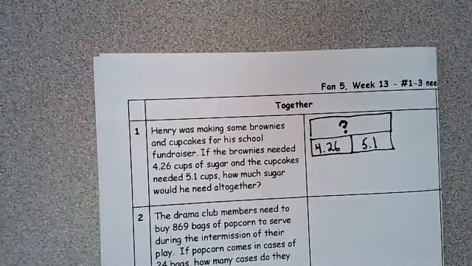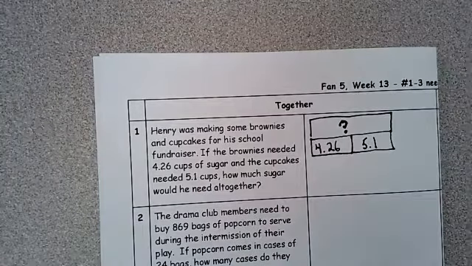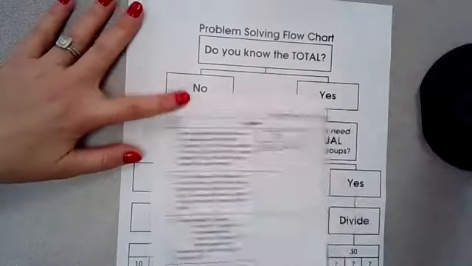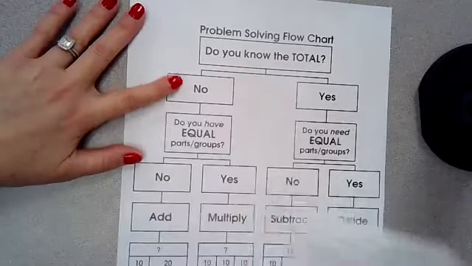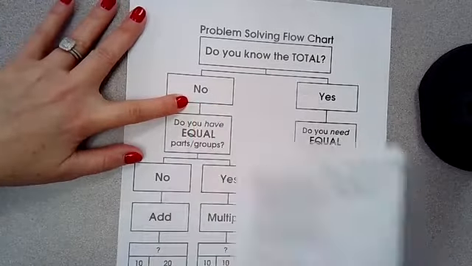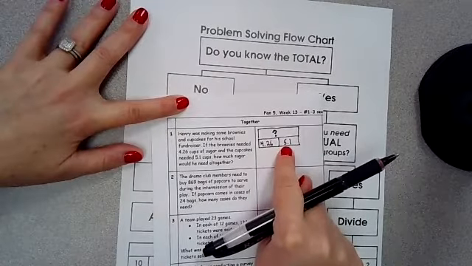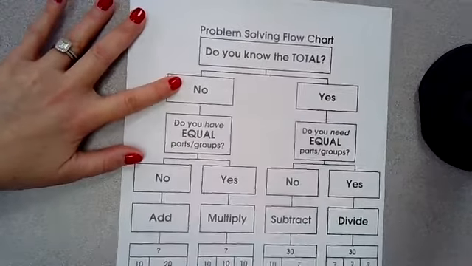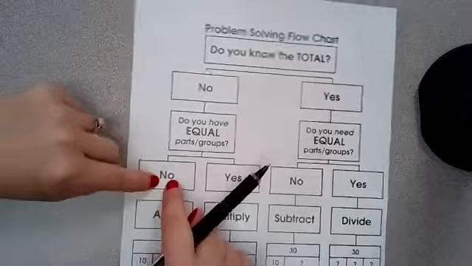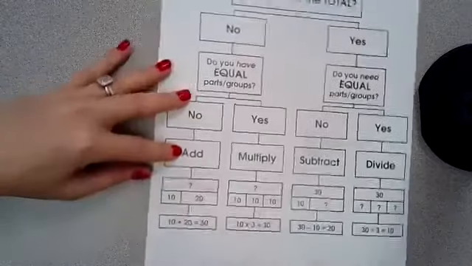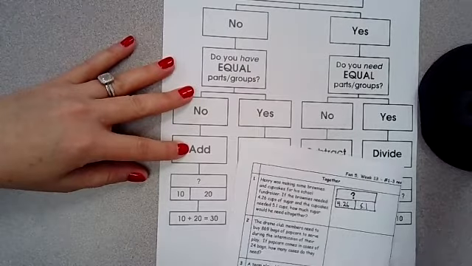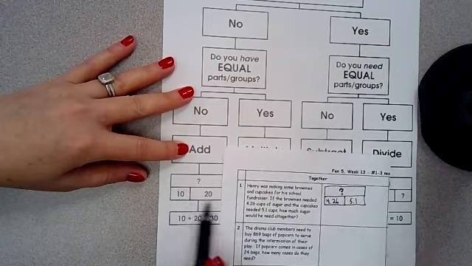Okay? So what I'm going to do now is I'm going to look at my problem solving flow chart. And most of you have this because we've been using it throughout the year. So, do I know the total? No, I don't. See, I don't know the total. Are the parts that I have equal? Well, no, this one is 4 26/100. This is 5 1/10. So, do I have equal parts? No, I don't. So, I have to add. It even gives a little example of what your bar model is going to look like. You're going to have a question mark on the top, and then you'll have unequal parts.